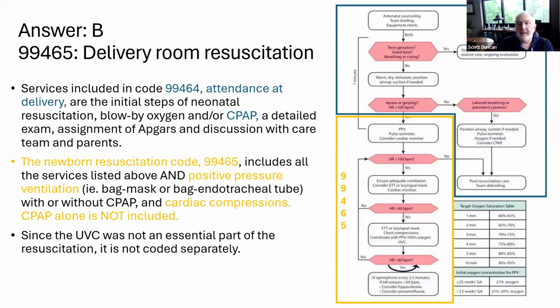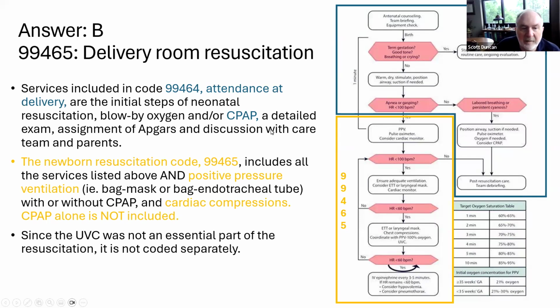So this is a graph that we used the NRP on, and then we created it and we color coded it because everything you needed to know you learned in kindergarten. We decided we wanted to color with it, right? So these types of things here where you're looking at warm, dry, suction, physician airway and suction, post-resuscitation care, all these are going to fall under this 99464 intensive delivery.